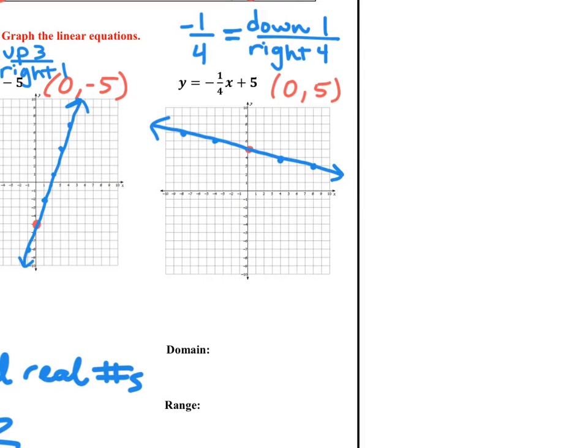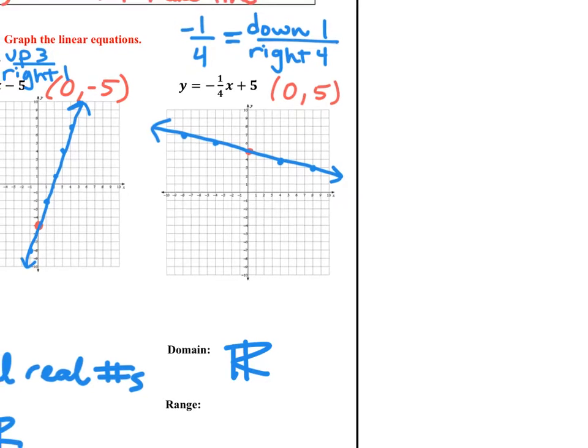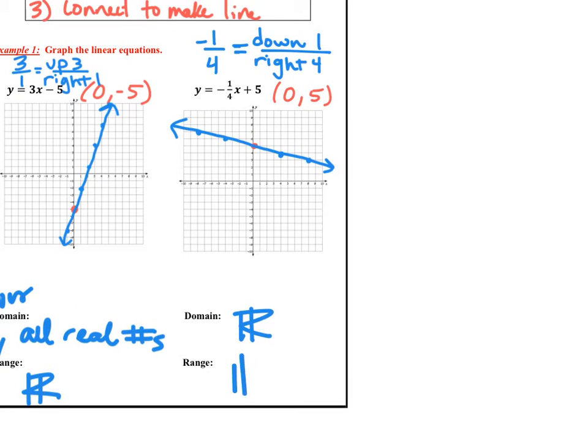What's my domain? What are all the possible x values? All real numbers. Yes, because it goes on forever and ever. In the x, negative x, and positive x. Ben, what's my range? All real numbers. Yep, I can be any y value because it goes on forever and ever.